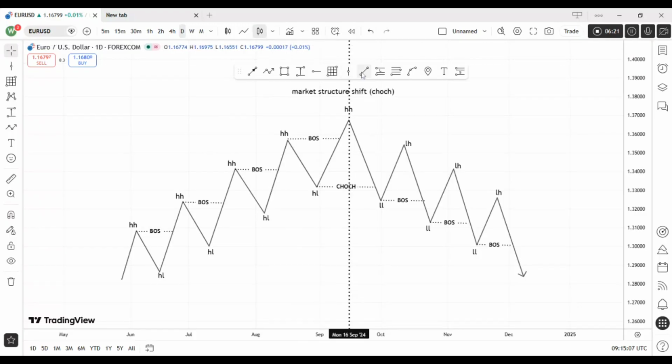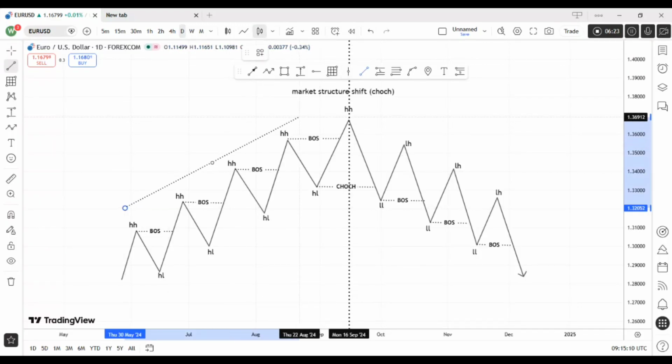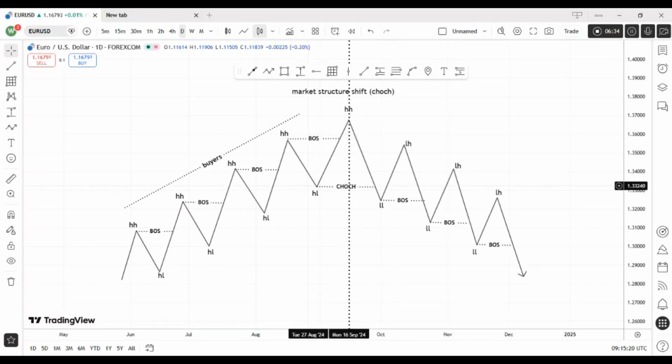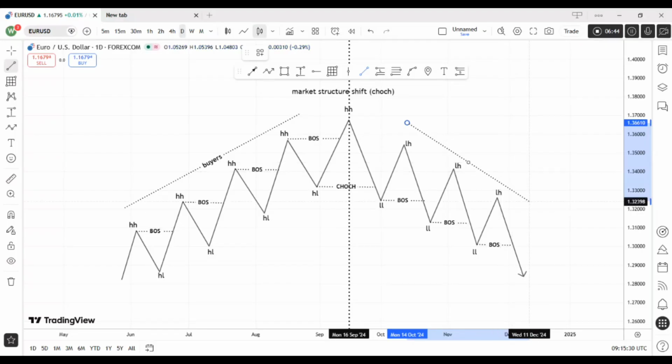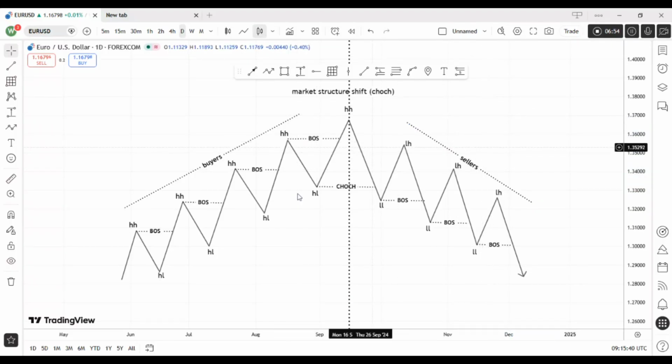Here, buyers are in control of the market. But when the higher low is broken, sellers come into the market. Here we see the sellers coming into the market, but this doesn't guarantee that sellers are fully within the market.